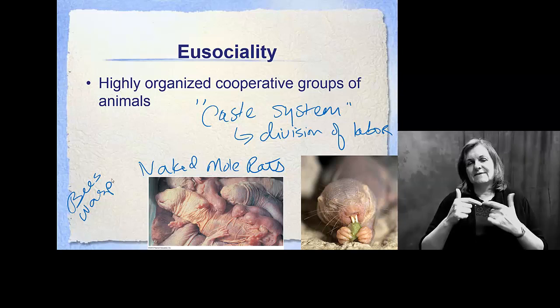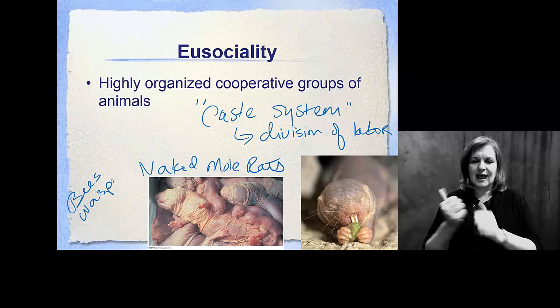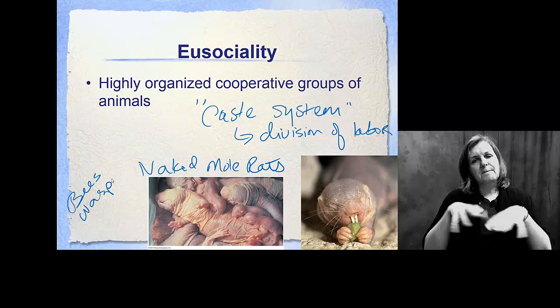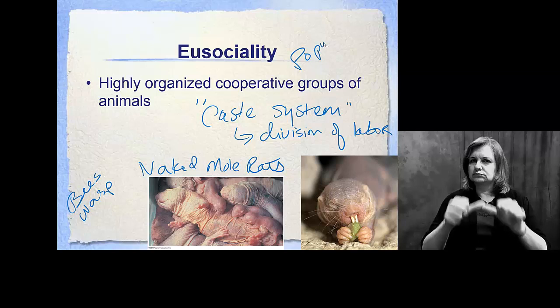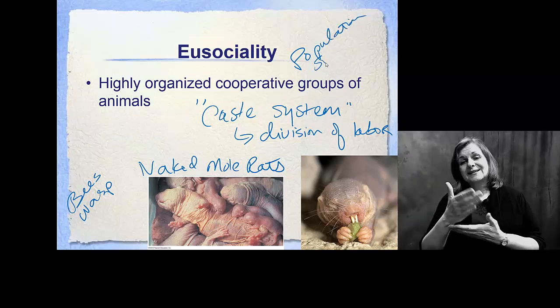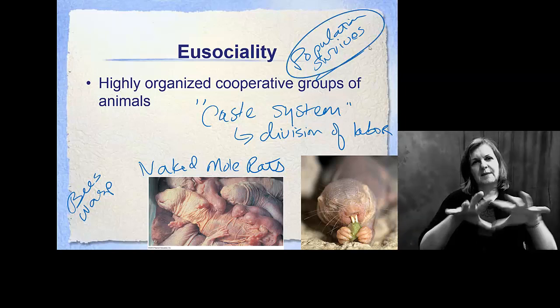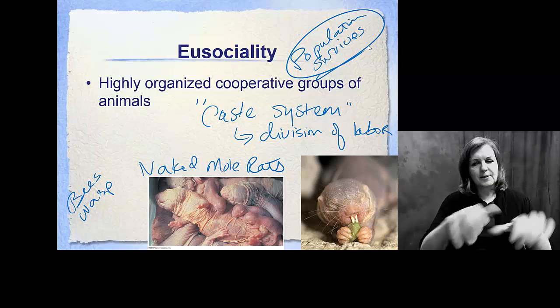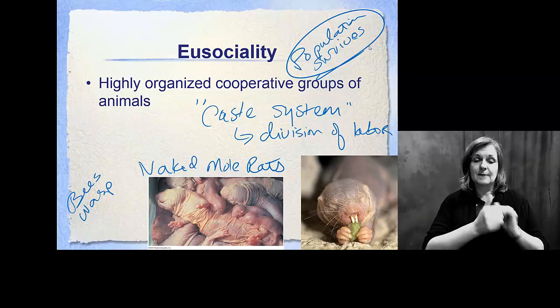All of these live in a very structured environment so that the benefit is to the population and not to the individual. So the goal is always to make sure that the population survives, even if it means sacrificing some individuals. But the goal is the population. Now, when we look at this in other populations, we don't see so much of a caste system, but we still see competition and divisions.